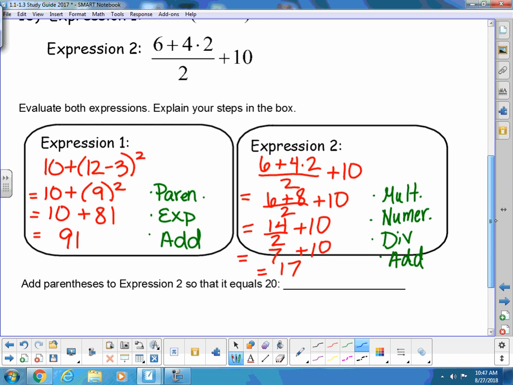Good. The parentheses should go around the 6 plus 4 here. So it would look like this: 6 plus 4 times 2 all over 2 plus 10. So that would be what you would actually put on the answer line.